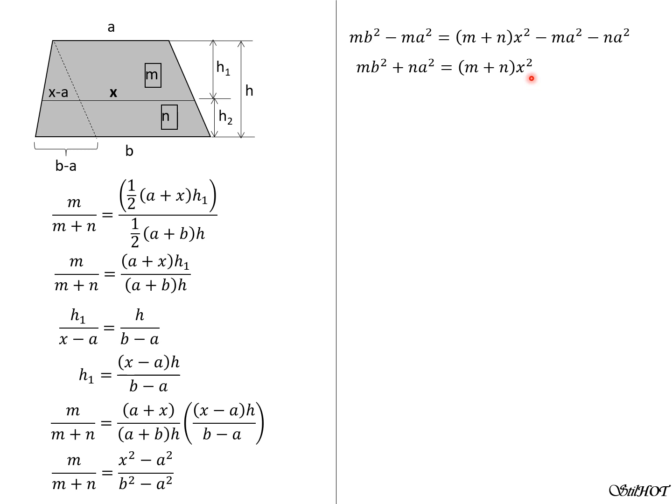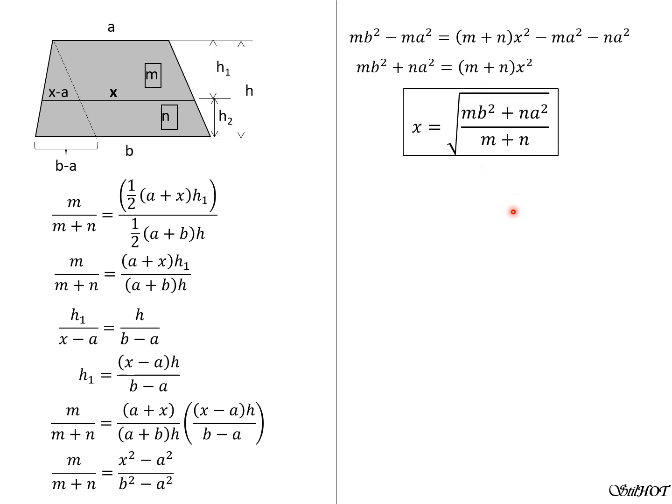Finally, we can now derive the formula for x by extracting square root. So x is square root of quantity mb squared plus na squared over m plus n. So that's the proof of that formula.